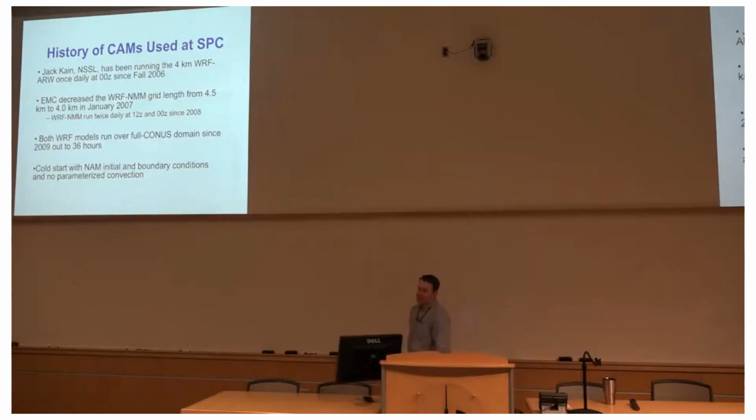Some of the history of CAMs. We started running these in real time, NSSL in 2006, and then EMC jumped in 2007. And so we have a decade of use of CAMs in real time, basically, to help with convective outlooks and forecasts. These are those early ones, obviously, NAM initial conditions and boundary conditions, no convective parameterization. They're cold start, no radar data assimilation.